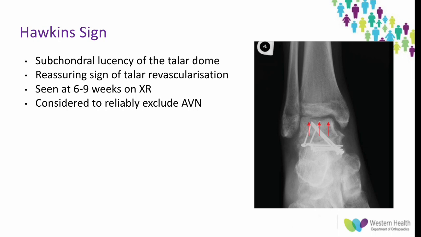Just an important sign is the Hawkins sign, and this is a sign where there is subchondral lucency at the talar dome. It's a reassuring sign of talar revascularization. It's usually seen between about 6 to 9 weeks on a plain film X-ray, and it's considered to reliably exclude avascular necrosis.